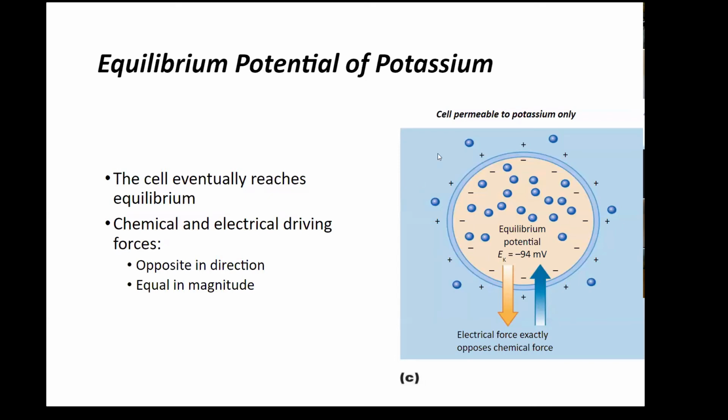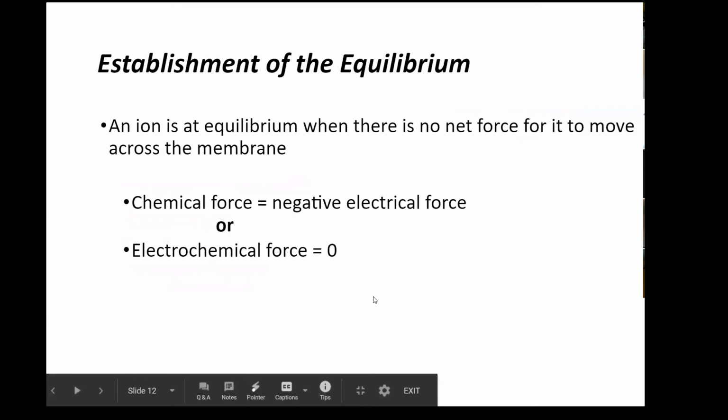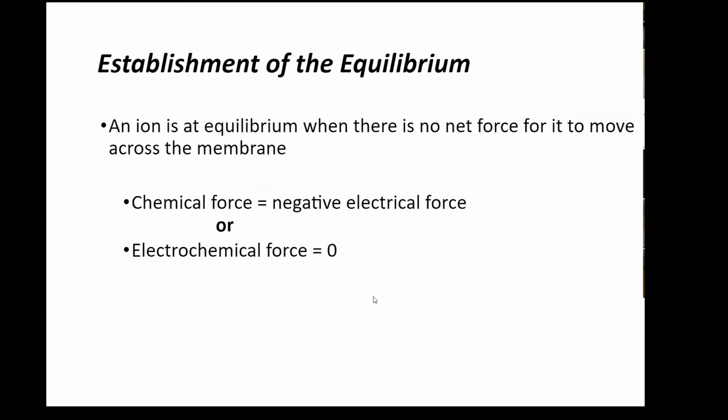I'll probably make you guys draw that at some point in the future. But right now we're going to move forward, just making sure that we remember that this equilibrium potential is where we have equal and opposing chemical and electrical forces, meaning we have no net movement and our electrochemical force is going to be 0.